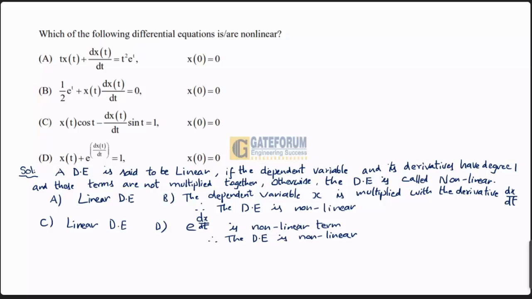Okay. So they ask for non-linear. Option B and option D. So the answer is option B, option D. This is end of the question.